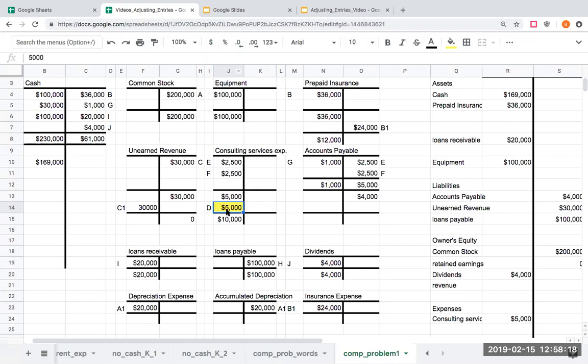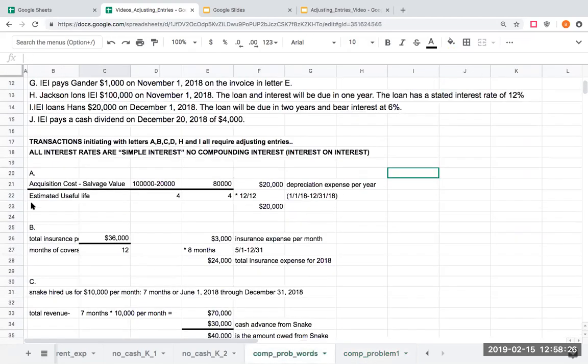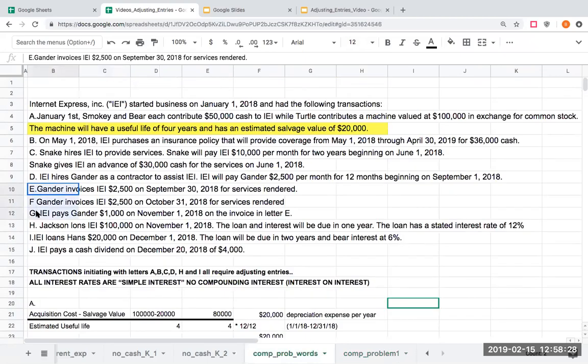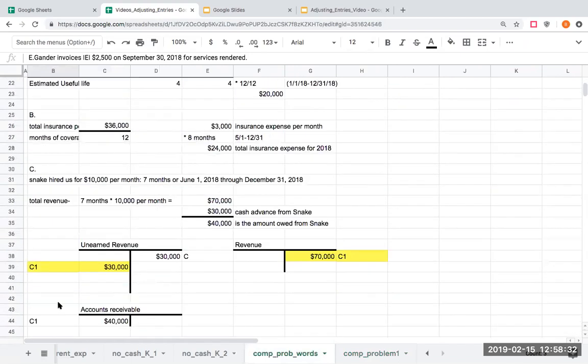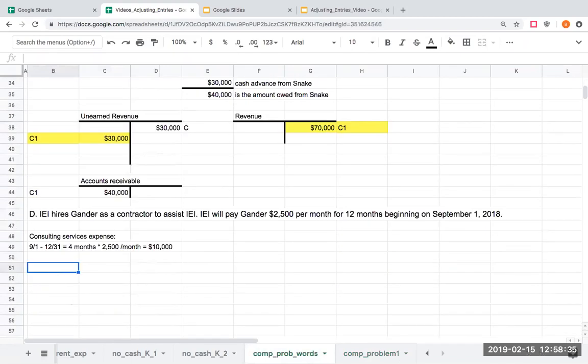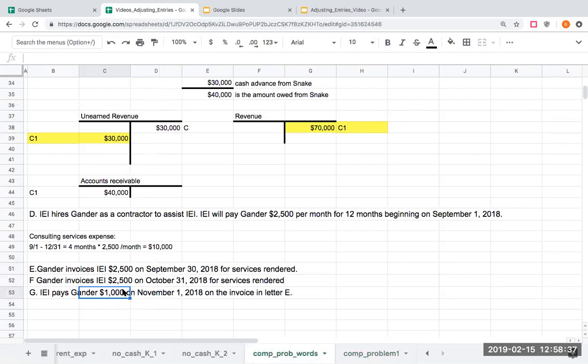Okay, so for every debit, I need a credit. When it comes to Gander here, what we also need to be aware of is the letters E, F, and G. So when it comes to letters E, F, and G, how much have I paid Gander so far? Well, I paid him $1,000. So how much do I owe Gander?